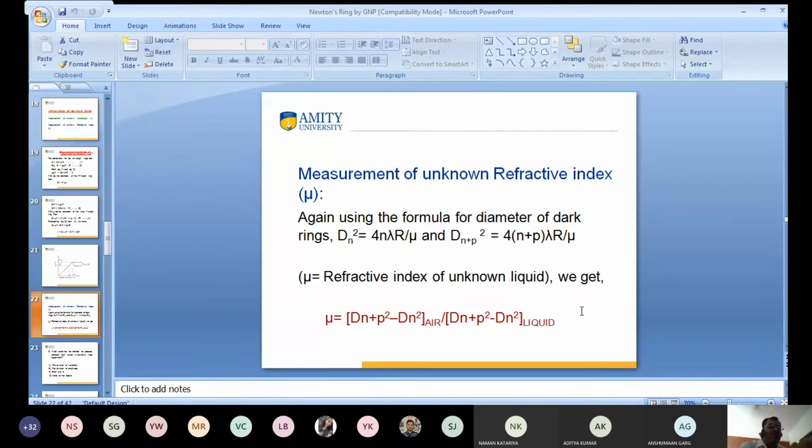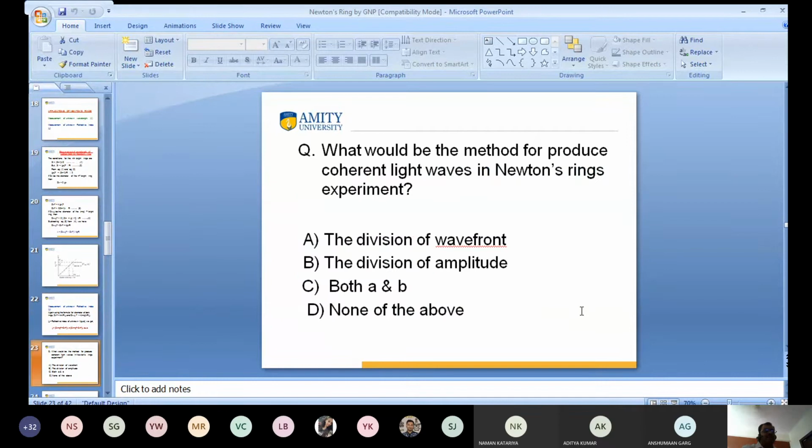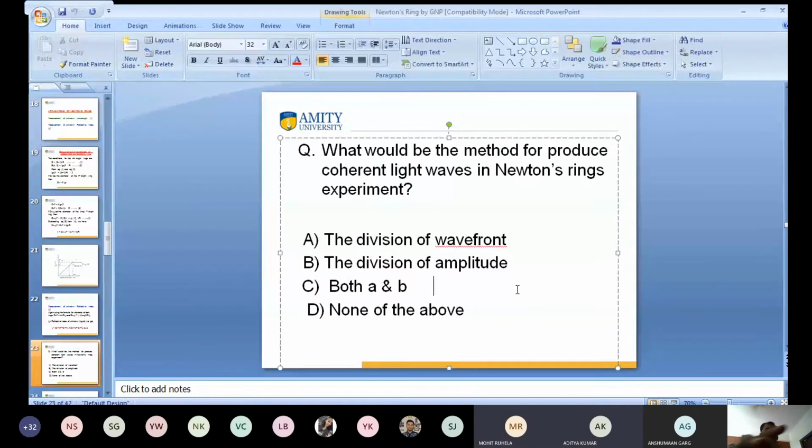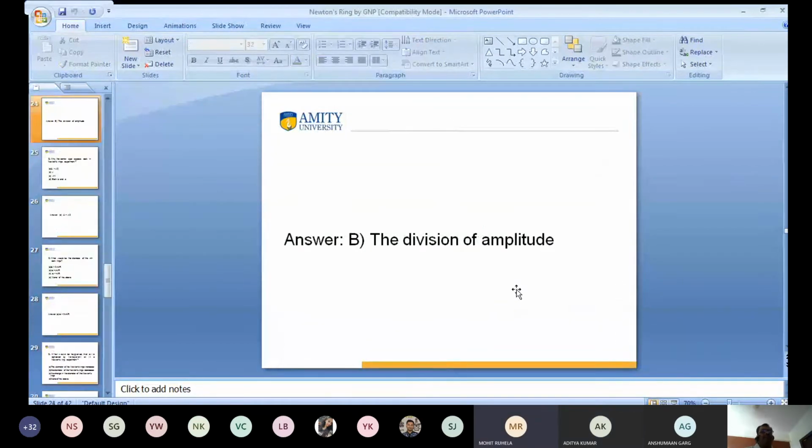Okay, so I want to discuss some questions. Question number 1: What will be the method for producing coherent light waves in Newton's experiment? The answer is B, division of amplitude. Clear?